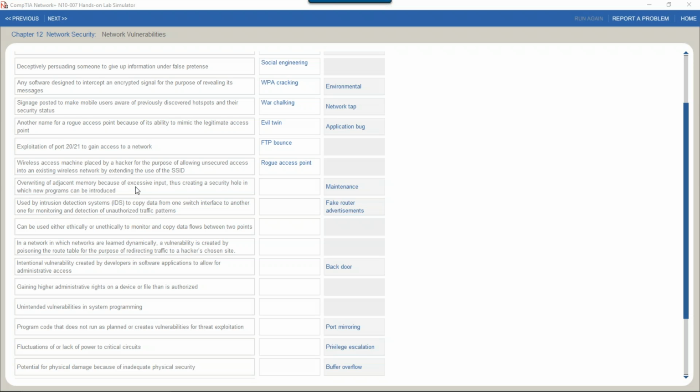Overwriting of adjacent memory because of excessive input, thus creating a security hole in which new programs can be introduced. Okay, so overwriting of adjacent memory because of excessive input, thus creating a security hole in which new programs can be introduced. What's the key word or phrase here that you think is going to give it away? Kelly has an idea. Does anyone else?